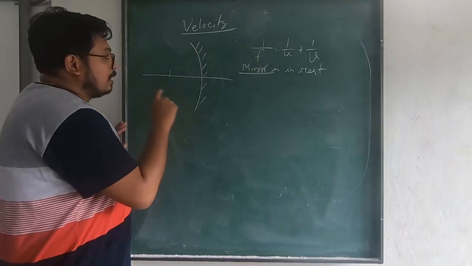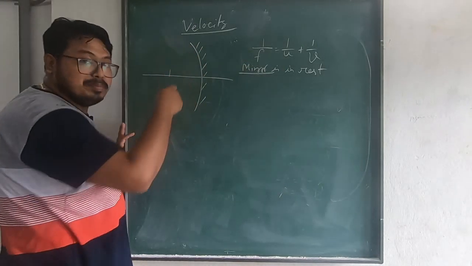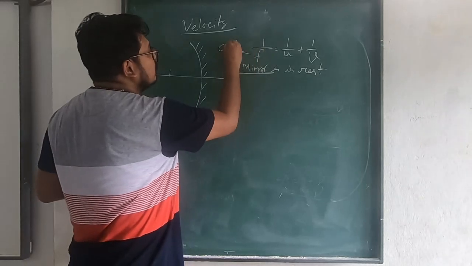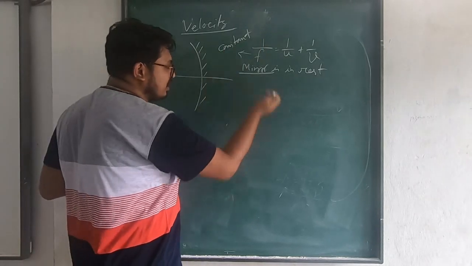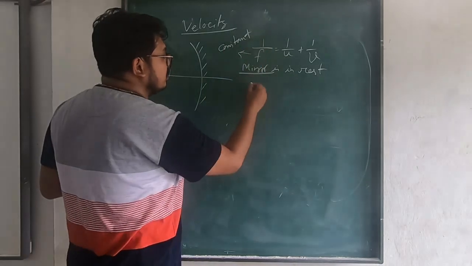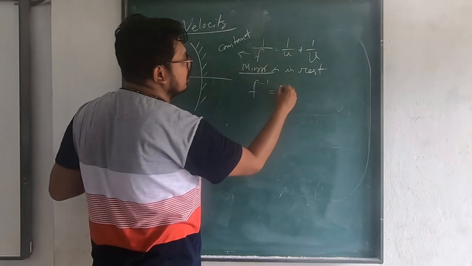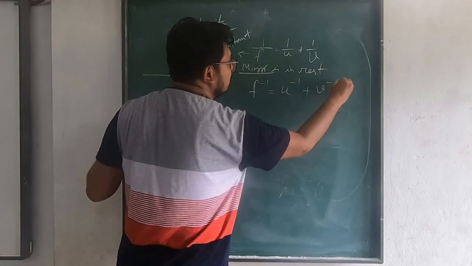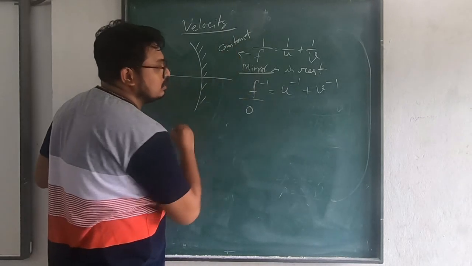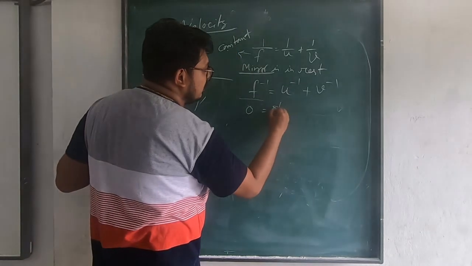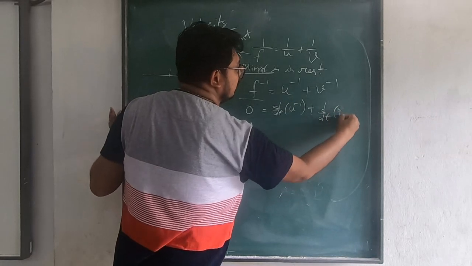Now remember, the focal length is constant for each mirror. This f is always constant. Now if you differentiate, you can write 1 by f as f to the power minus 1, 1 by u as u to the power minus 1, and v to the power minus 1. Differentiating, the constant f gives 0, and we get d by dt of u to the power minus 1 plus d by dt of v to the power minus 1.